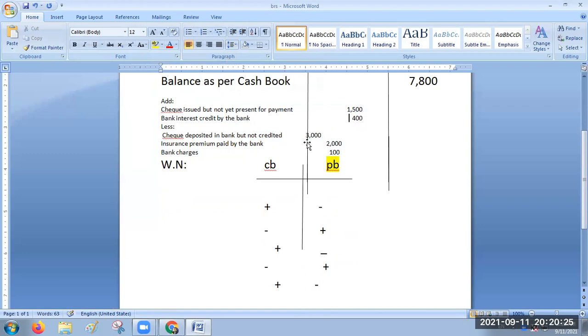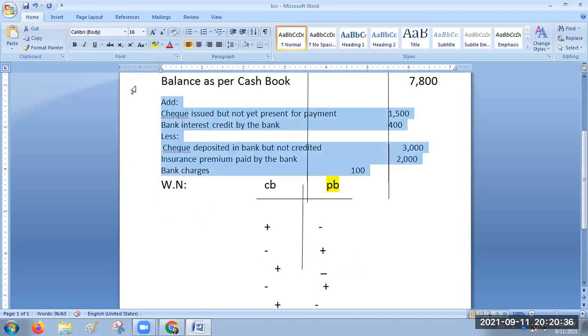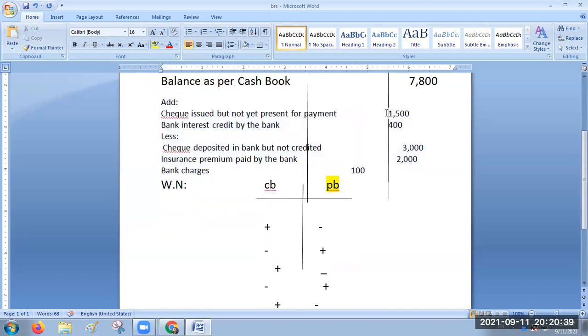Is it visible? Can you see? Or shall I increase? Yes, sir. It is visible but very small. I will increase the font size. Now it is okay. Yes, sir.